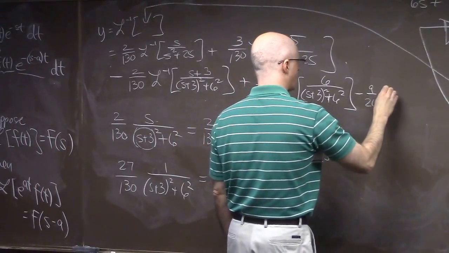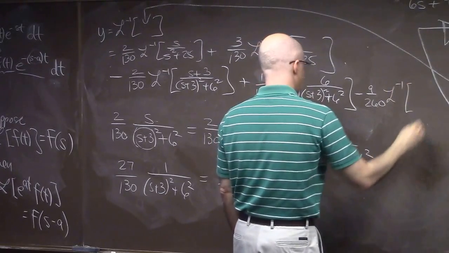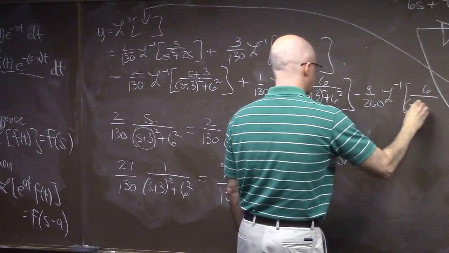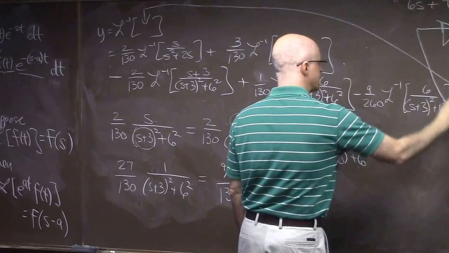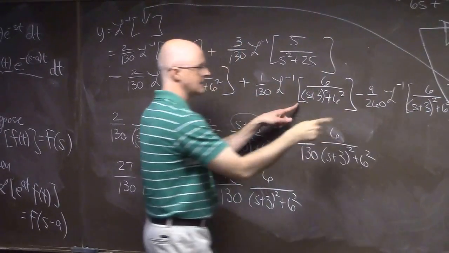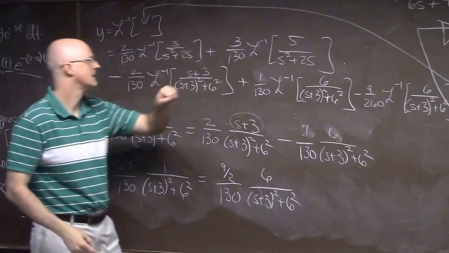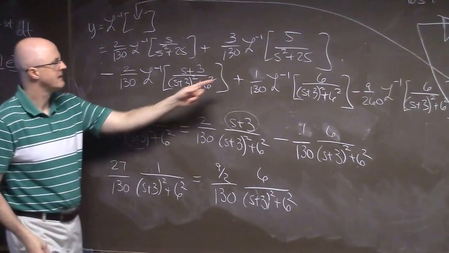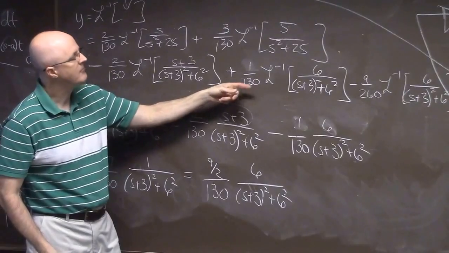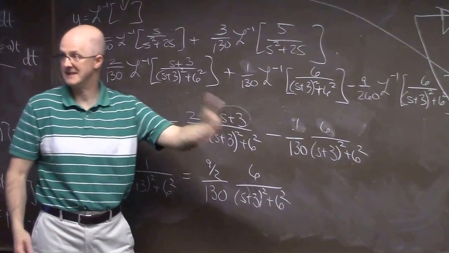Inverse Laplace transform of 6 over s plus 3 squared plus 6 squared. And actually, these two things can be combined into one term. This is 2 over 260 minus 9 over 260, which is negative 7 over 260.